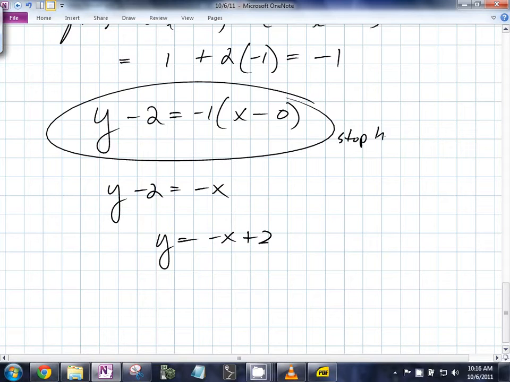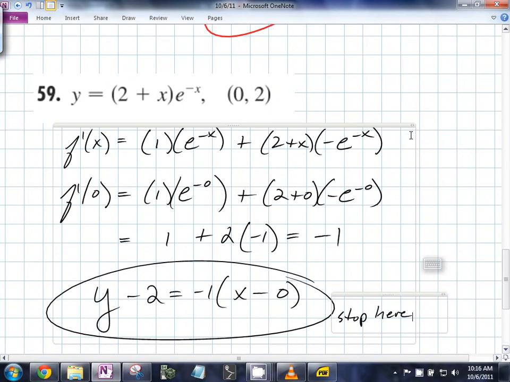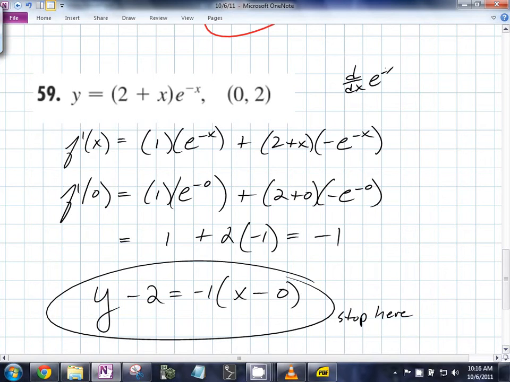d/dx of e to the negative x is equal to e to the negative x times d/dx of negative x, which is e to the negative x times negative 1, and that's where we get this from. Does that make sense? Yeah.